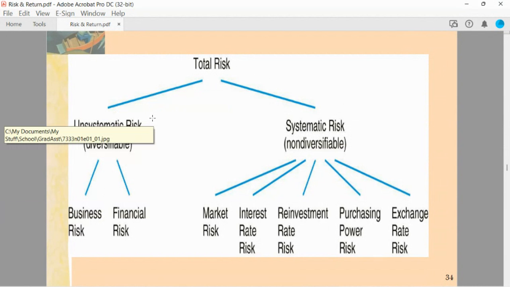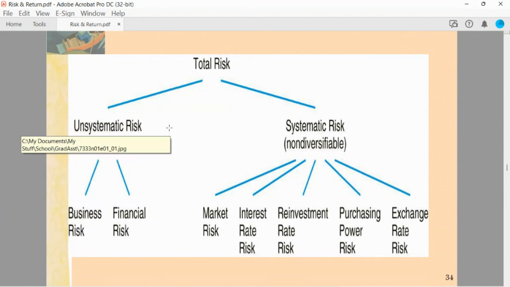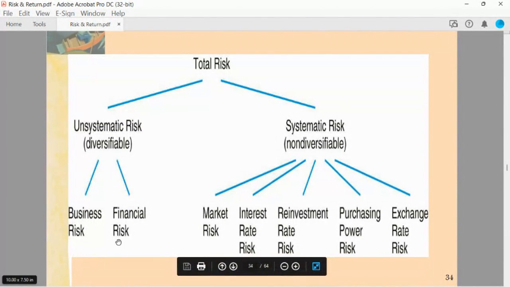Systematic is actually, they call it systematic, but it should be systemic risk. Systemic, it comes from the system. What system? The economic system, the macroeconomic system. And then there is unsystematic risk, which comes from the inherent nature of that business and that industry. And this unsystematic risk can be diversified away.